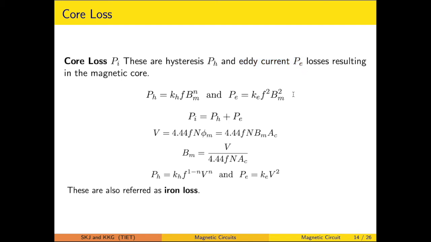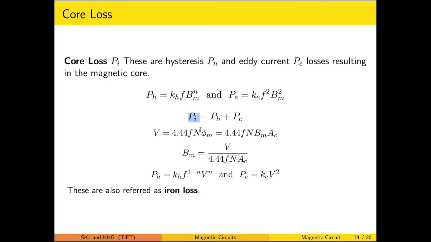Likewise, the eddy currents are now confined to a smaller area. Because of that, the resistance offered to the eddy current increases, resulting in a reduction in the eddy current losses. This is the mathematical expression for the hysteresis loss. This is the expression for the eddy current loss. Likewise, the total loss is given as the core loss, which is also sometimes regarded as the iron loss.